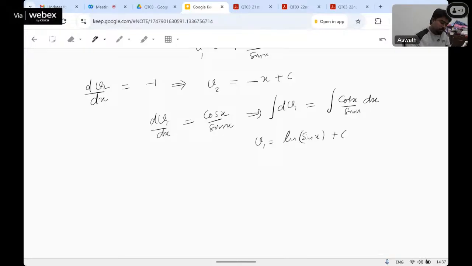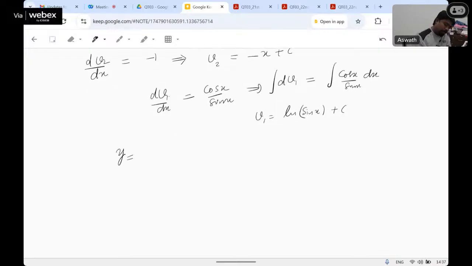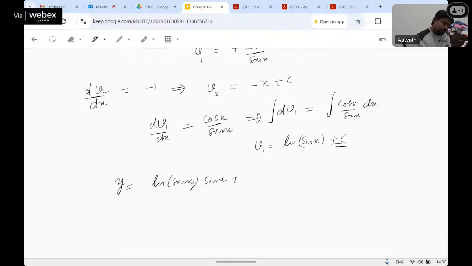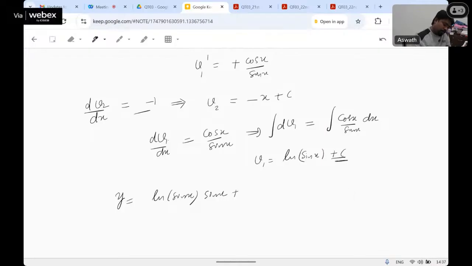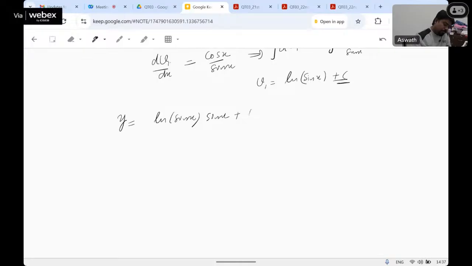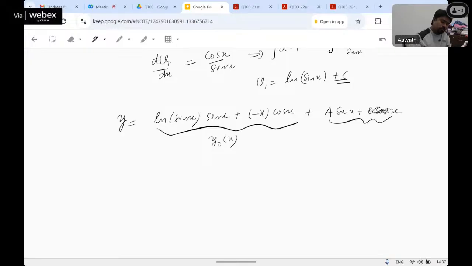So now the overall solution would be, what is v1? v1 is log sin x. Let me ignore the constants. Into sin x plus v2, which is minus x, so minus x cos x. This is y naught x, and I want to have a sin x plus b cos x. So this is a homogeneous part solution.